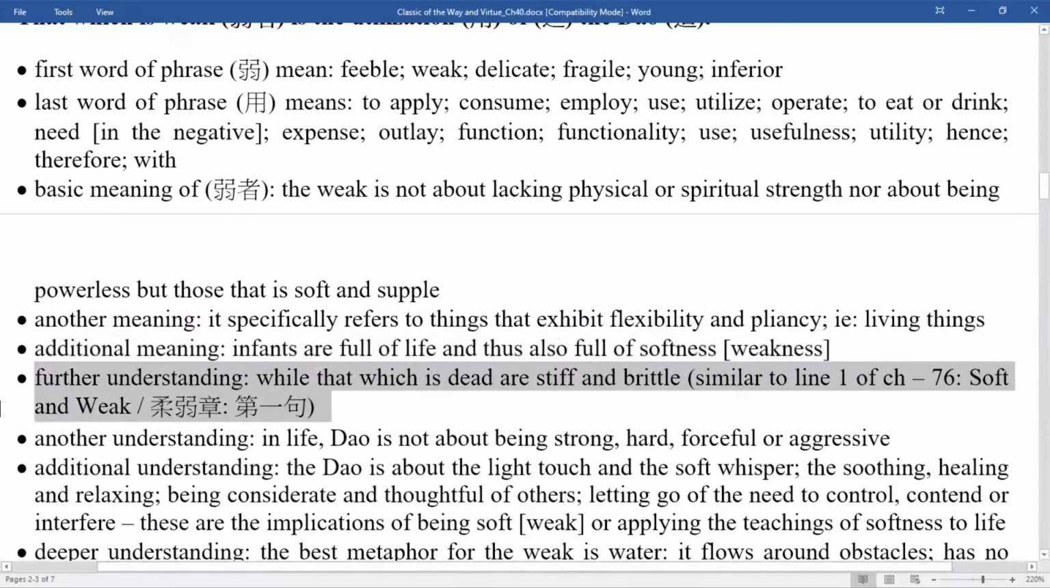Another understanding is the opposite. Why didn't Lao Tzu choose the phrase instead of 弱, pronounced ruo? Ruo means weak. How come he didn't use the word strong, 强 or 刚? 刚 means stiff, hard. So why didn't he use the word hard or strong? Because what's hard or stiff is dead.